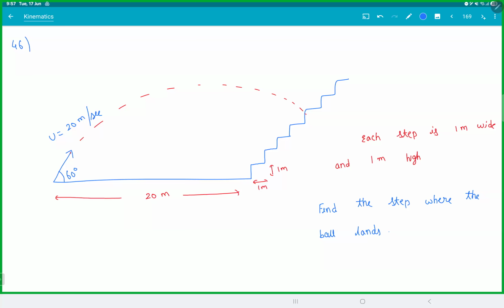Remember, you can't use the range formula. It is not coming to the same level. So the steps start at a distance of 20 meters. When you hit this ball, it will go and fall on some step. On which step does the ball fall? Just get me the equation. Sufficient.